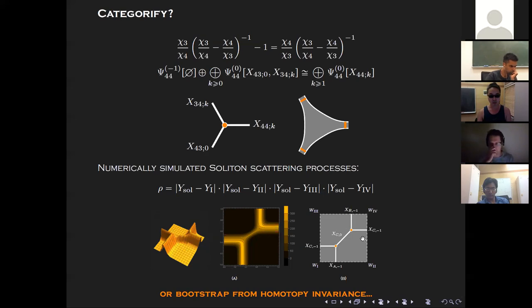Well, and there is an alternative way to predict these vertices, by bootstrapping them from a requirement that the BPS spaces corresponding to interfaces are invariant under homotopic deformations of my interface parallel transport path.